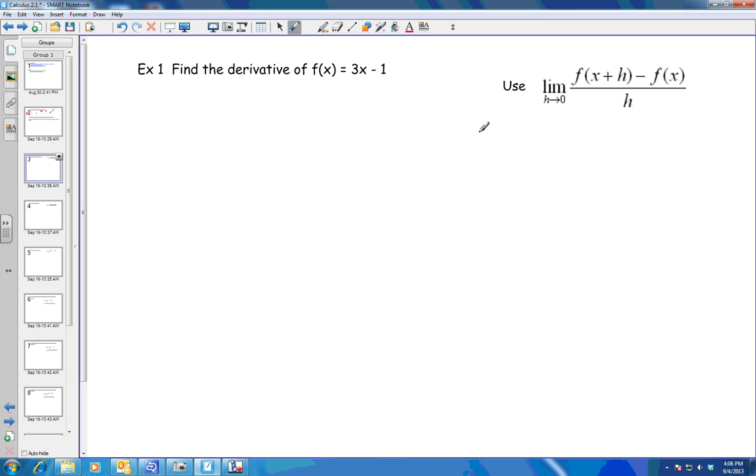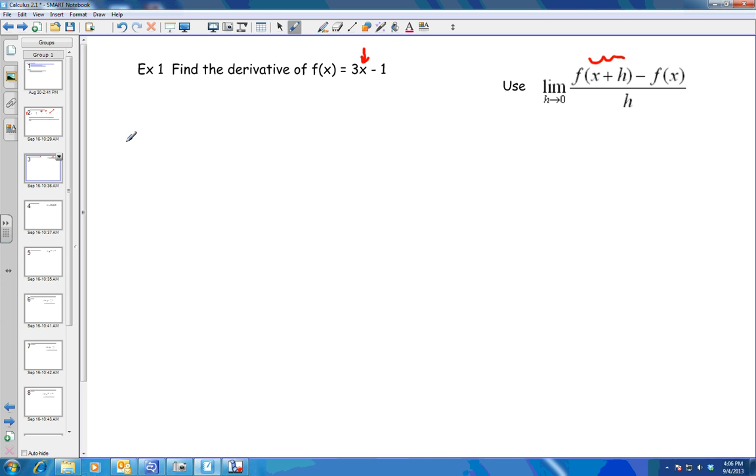All right, so we want to find the derivative of f of x equals 3x minus 1. So here's what that means. Okay, I'm going to find the limit as h approaches 0, and I'm going to use this x plus h right here, and I'm going to plug it into any x's I have. That's what this first part means. Minus f of x. f of x is just my original equation. All over h, and then I'm going to find the limit.